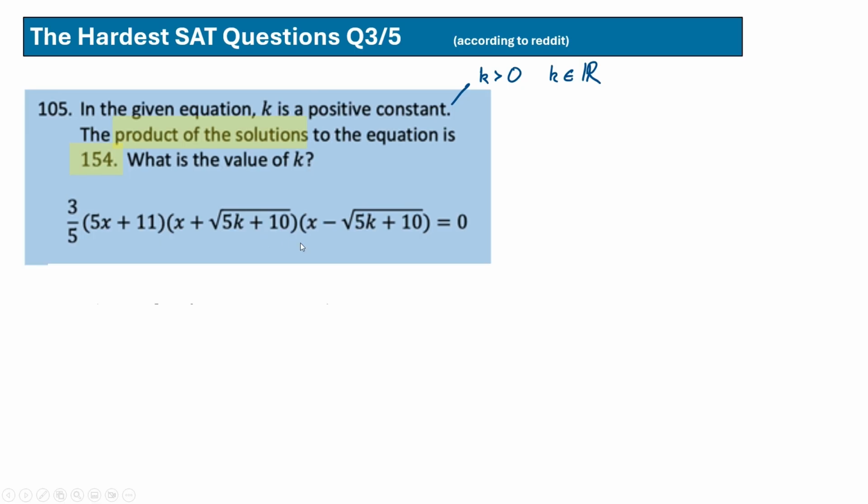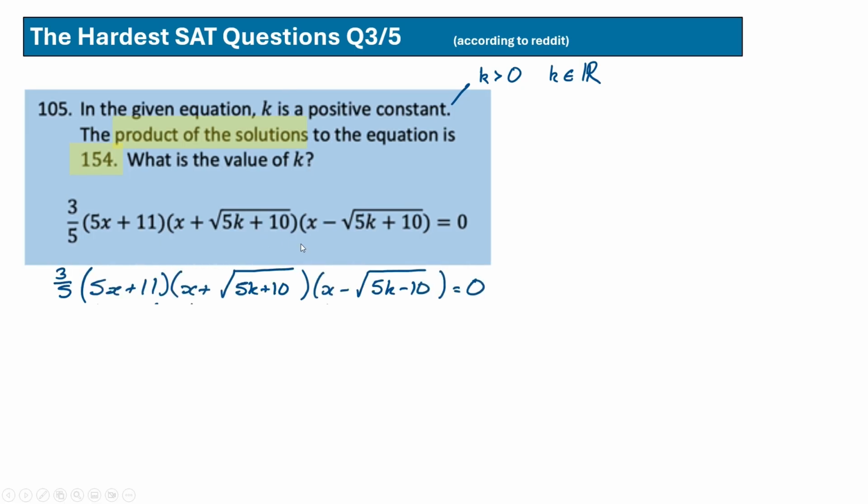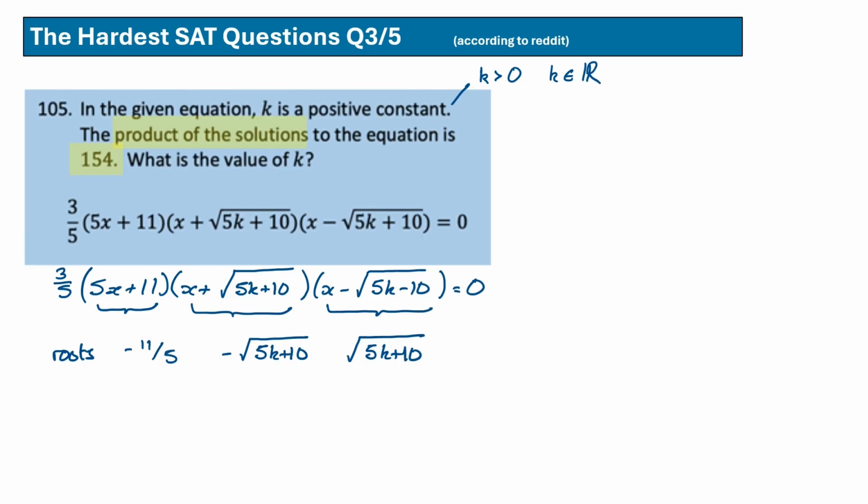etc., etc. So I know if I just rewrite the same thing below, the 3/5 doesn't matter. And I know the roots to this equation, again, the solutions in the way the question's phrased, is from the first bracket, I get minus 11 over 5. From the second bracket, I get minus root 5k plus 10. And on the third bracket, I get positive root 5k plus 10. So again, these are the solutions to the individual brackets. So therefore, they are also the roots to the equation when the equation equals 0. Or that's what the definition of a root is.